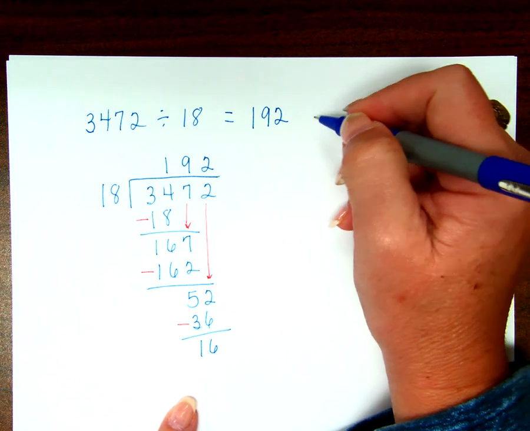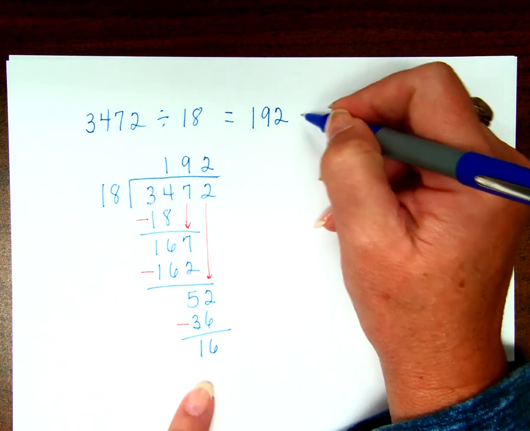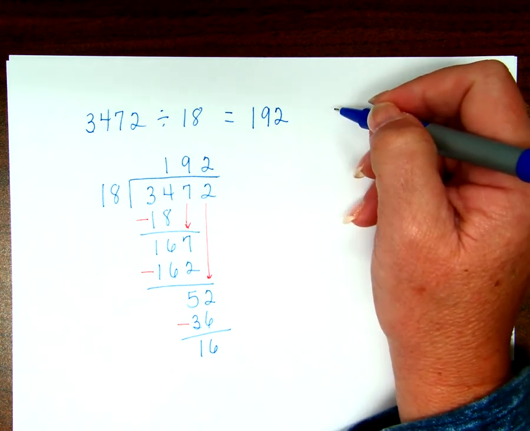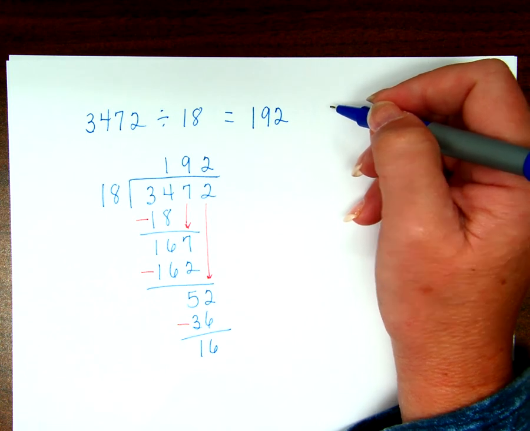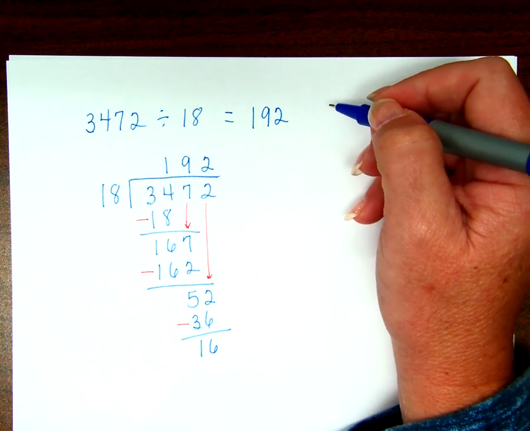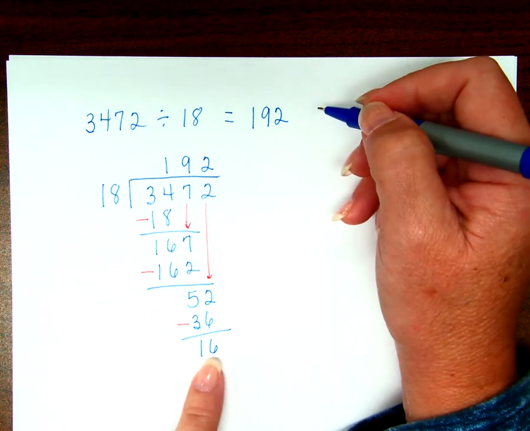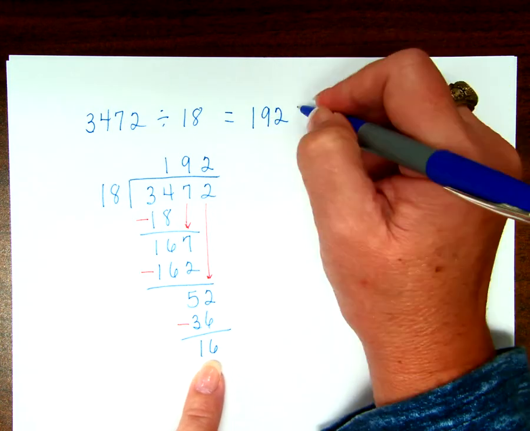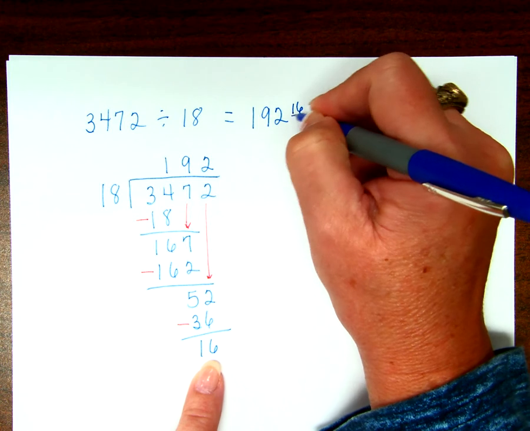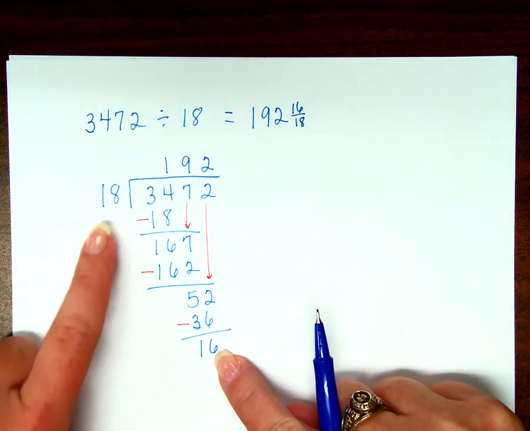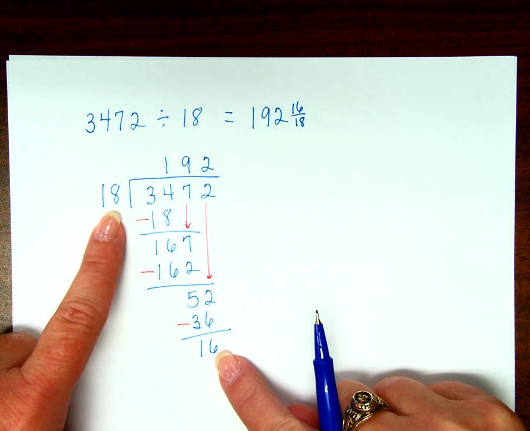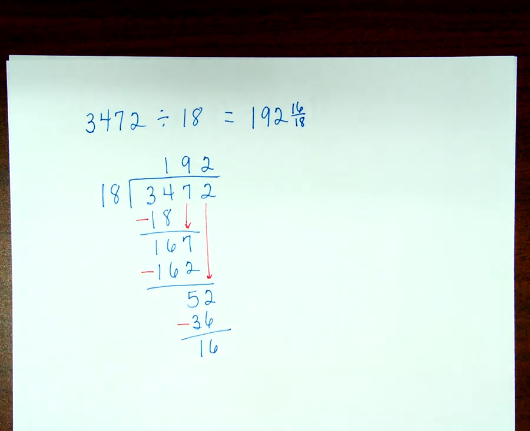Now, when you did this a long time ago, you probably put a little r right here and then 16. No. We're not doing that because, again, we're more mature mathematicians now. It was fine for back then. That's what you needed back then. Now we need to understand what's happening here. This is 192 and 16/18. This is my remainder over what I was originally dividing by. Right? Do you have any questions about that? You've done that for a while now, haven't you?